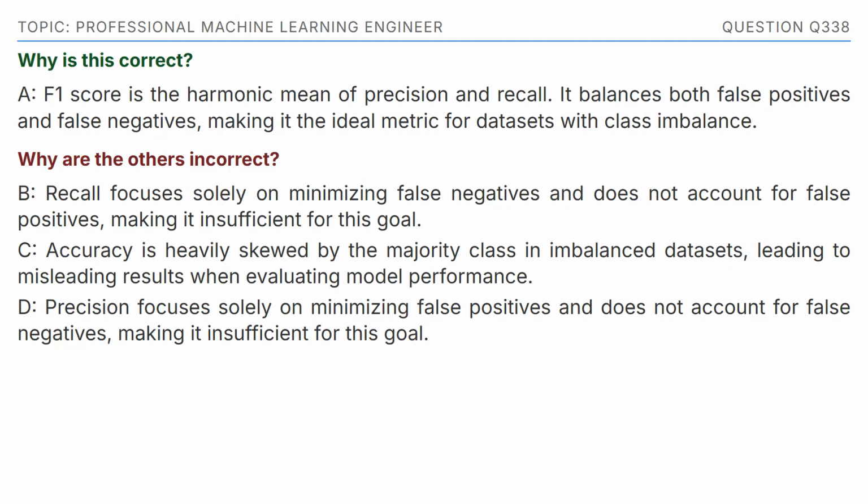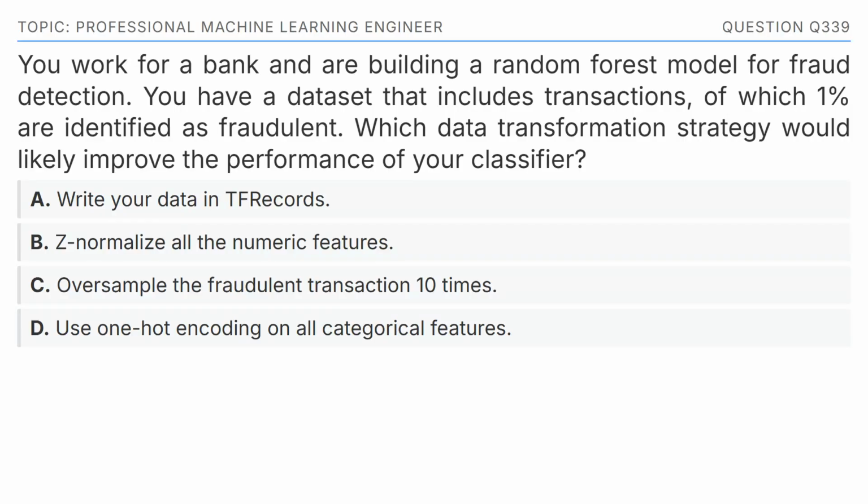You work for a bank and are building a random forest model for fraud detection. You have a dataset that includes transactions, of which 1% are identified as fraudulent. Which data transformation strategy would likely improve the performance of your classifier? The options are: Option A, write your data in TF records. Option B, Z-normalize all the numeric features. Option C, oversample the fraudulent transaction 10 times. Option D, use one-hot encoding on all categorical features.